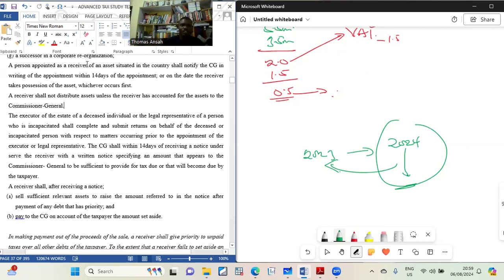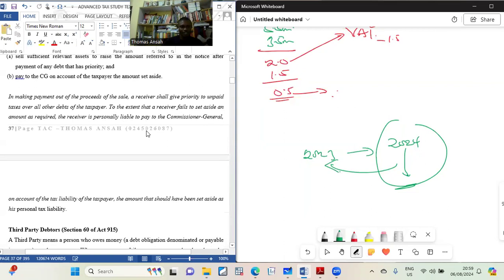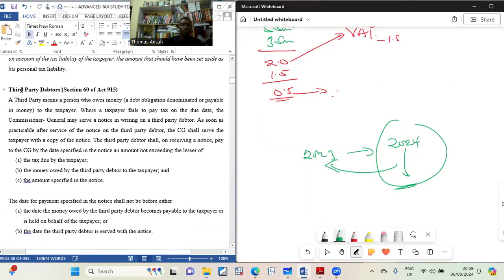Now look at this. A person who is appointed a receiver of an asset in a country shall notify the Commissioner General within 14 days of his appointment, so that the Commissioner General can chase you in case of any such liability. So immediately you are appointed as somebody who is supposed to receive, the person becomes liable for the taxes. Immediately the CG receives the 14 days notification, he will let you know of all the taxes that you are supposed to pay. Again, the CG can also recoup his money through a third party.